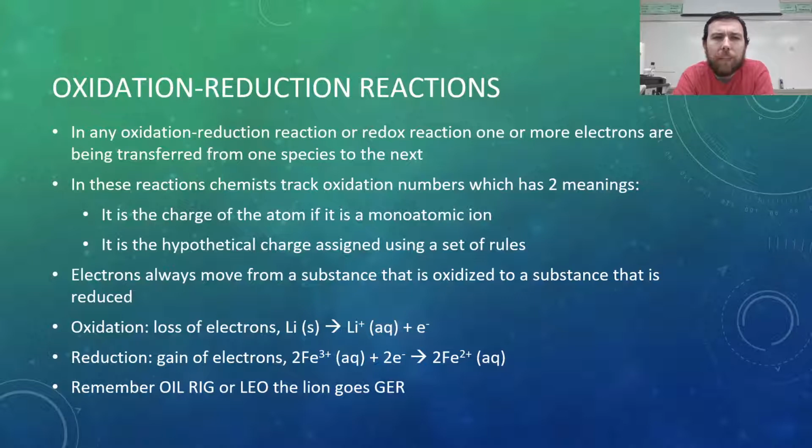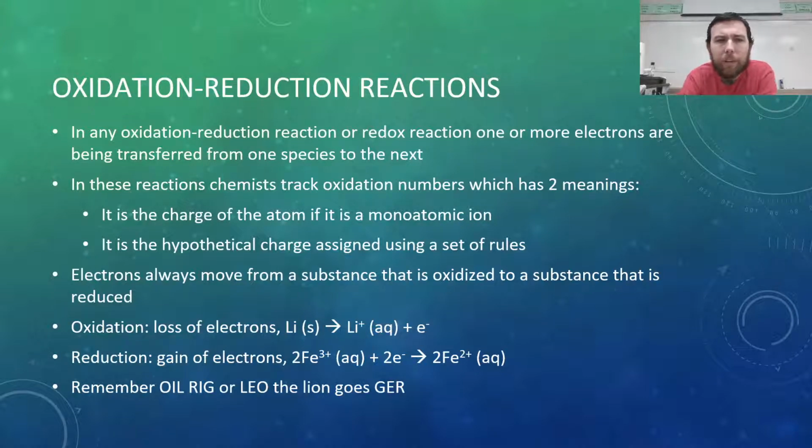Now, in redox reactions, it's important for us to recognize that electrons are always going to move from a substance that is oxidized to a substance that is reduced. That leads us to define those terms, oxidized and reduced. From a chemistry perspective, oxidation is more than just simply reacting with oxygen. Oxidation, or oxidized, simply refers to a loss of electrons by a substance.